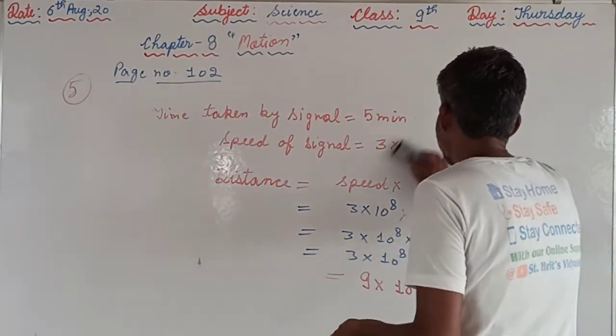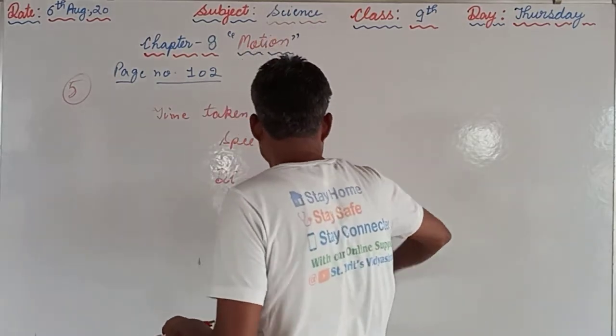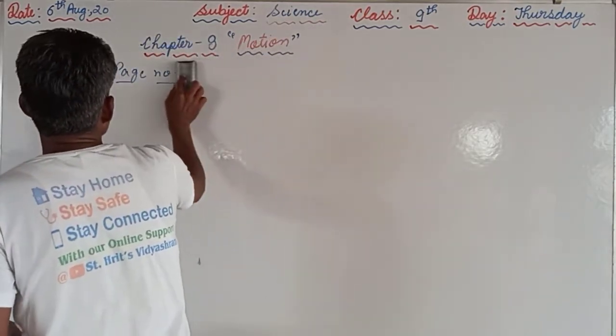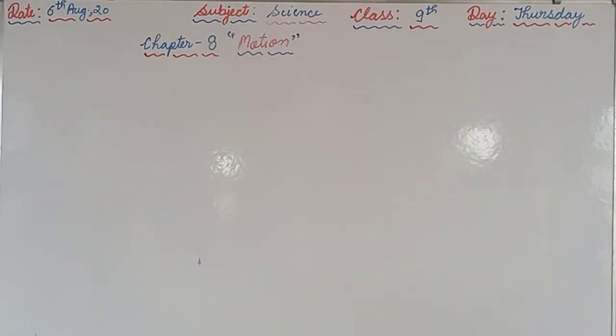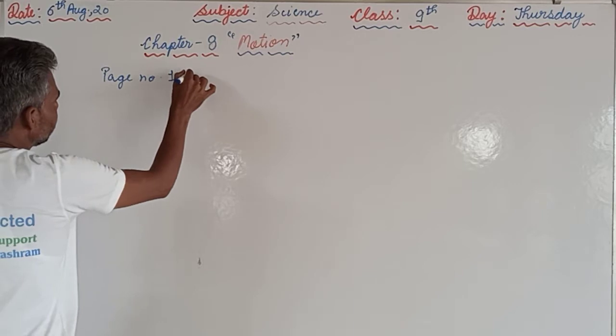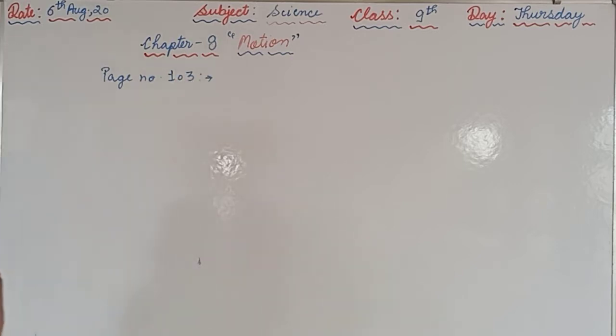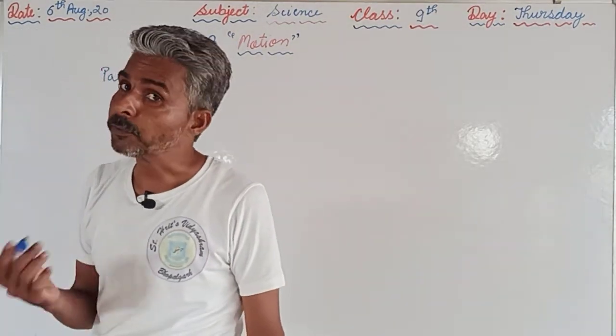Now we will discuss some more questions which are given within the chapter, on page number 103. The question number 1 is there. In question number 1, we are supposed to tell when we can say that the object is under uniform acceleration, or when we can say that the object is under non-uniform acceleration.